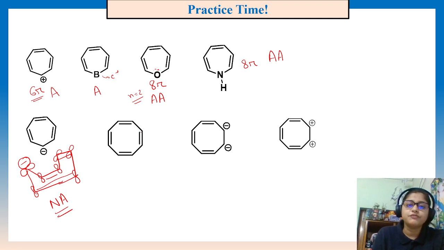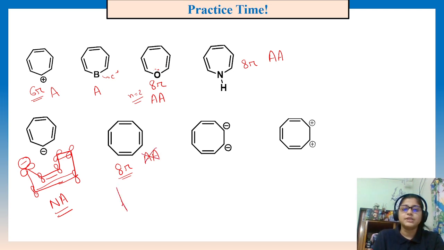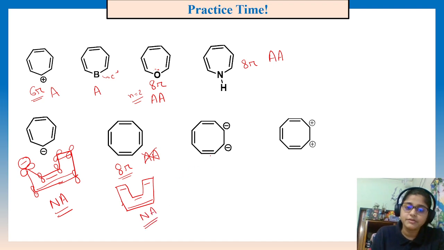Here 1, 2, 3, 4, 5, 6, 7, 8, 8 pi, but not anti-aromatic. Anti-aromatic? No. It is again the tub shaped. I have told you previously also, in the non-aromatic portion, this is this. Okay, tub shaped, non-aromatic. It is not planar. One criterion is not fulfilled, then non-aromatic.